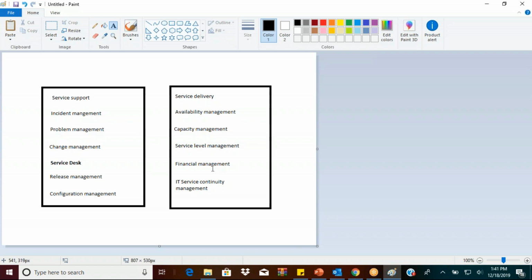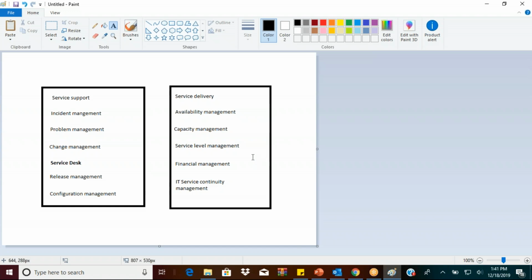Financial management, budgeting, accounting, and charging. Would you be doing your budgets every day, accounting and charging? No. IT service continuity management talks about defining the plans and doing the tests and all this kind of things. So would you do it every day in and day out? No, not at all. You'd be doing it once in a month, or maybe once in a quarter, something like that, right?